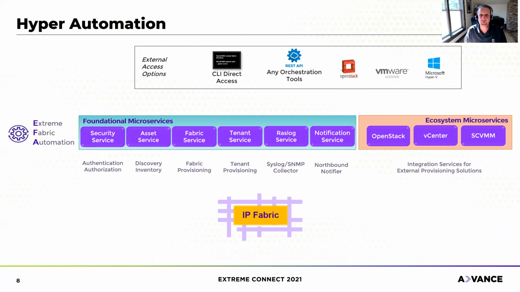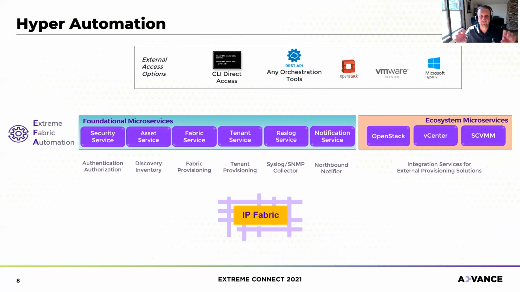And hence why we're moving from just simple automation, which really is just the provisioning of the infrastructure or the provisioning of the tenants, into that concept of hyper automation. So really taking it much, much more deeply into monitoring, validation, and those types of things. As you can see here, I won't read across all of these, but we've got a lot of different services that take care of specific functions: fabric provisioning, tenant provisioning, authorization and authentication, inventory.